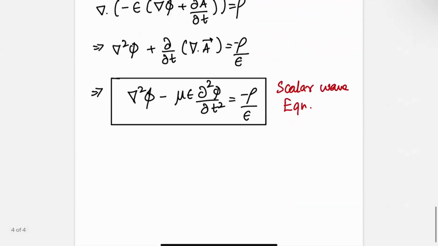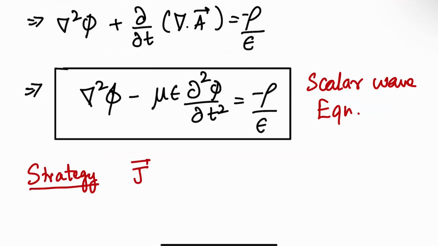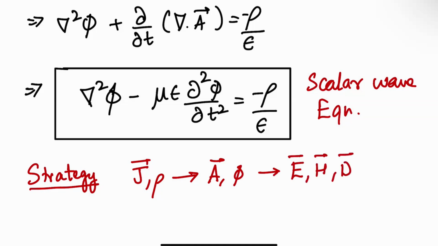So what's the general strategy? The strategy is, given sources J and rho, from the sources we solve the wave equation to get A and phi. And then from A and phi, we get the fields E and H, or D and B as well. Okay, that's the general strategy.